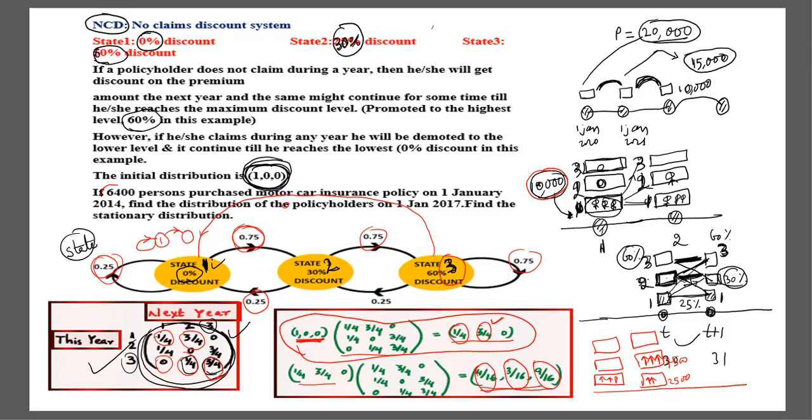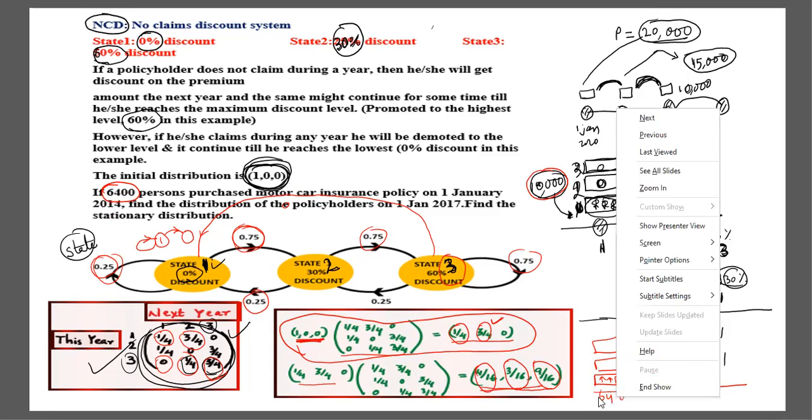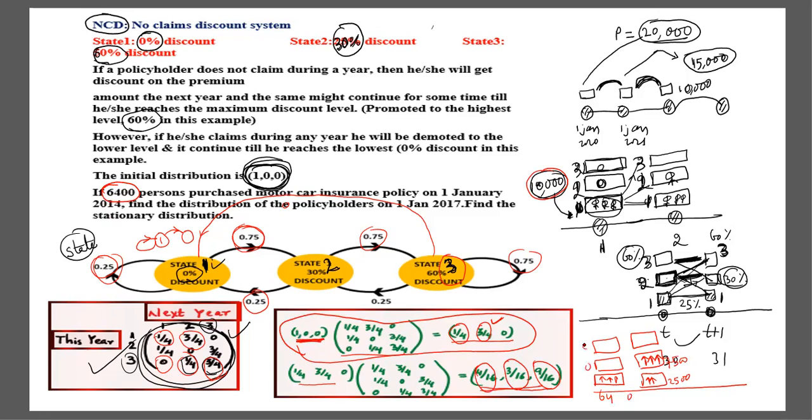If you see the question, 6400 is given. This is starting with 100. If you multiply 6400, 6400 in number, then you have 0 here. The next time 1 4 3 4 you can make. Next time 4 by 16, 3 by 16. That way you have to do it for 3 times. You multiply this transition matrix 3 times, because we have a 3-year gap.